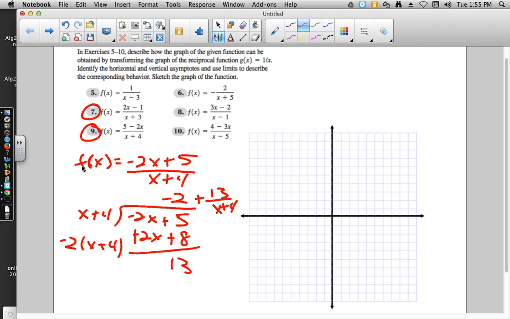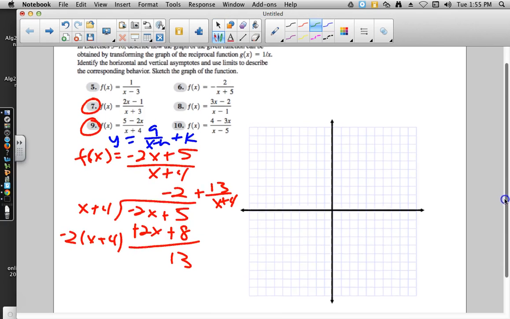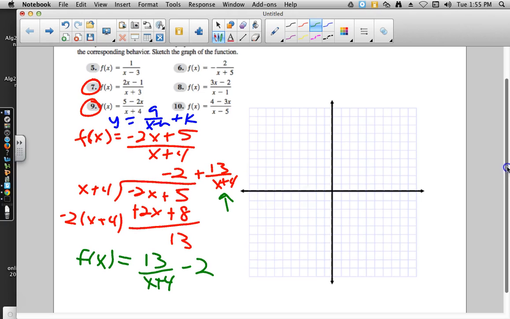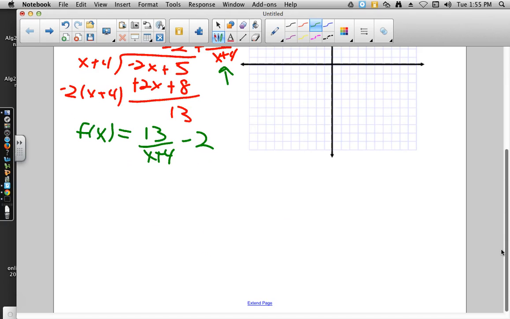And this is how we change this function into that y equals a over x minus h plus k pattern that we like. So what we have right now for this function is going to be f of x equals, and we just want to put this in the front position, so 13 over x plus 4 and then minus 2. And then we want to go ahead and describe those transformations. So we'll start down in the denominator, and we see that that's x plus 4 and that's x minus h. So that means it was a -4. So this would shift left 4 units.